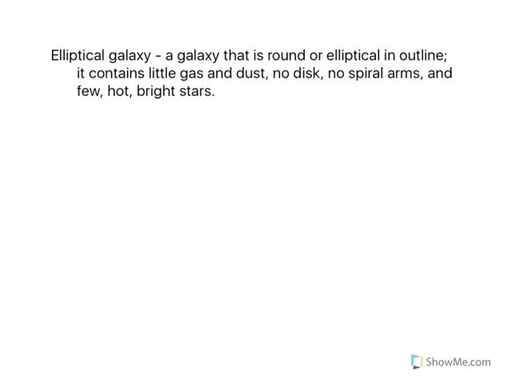In this segment, we're going to talk about galaxy classifications. Elliptical galaxies are galaxies that are round or elliptical in shape by their outline, and they contain little gas and dust. There is no disk, no spiral arms, and very few hot, bright stars.